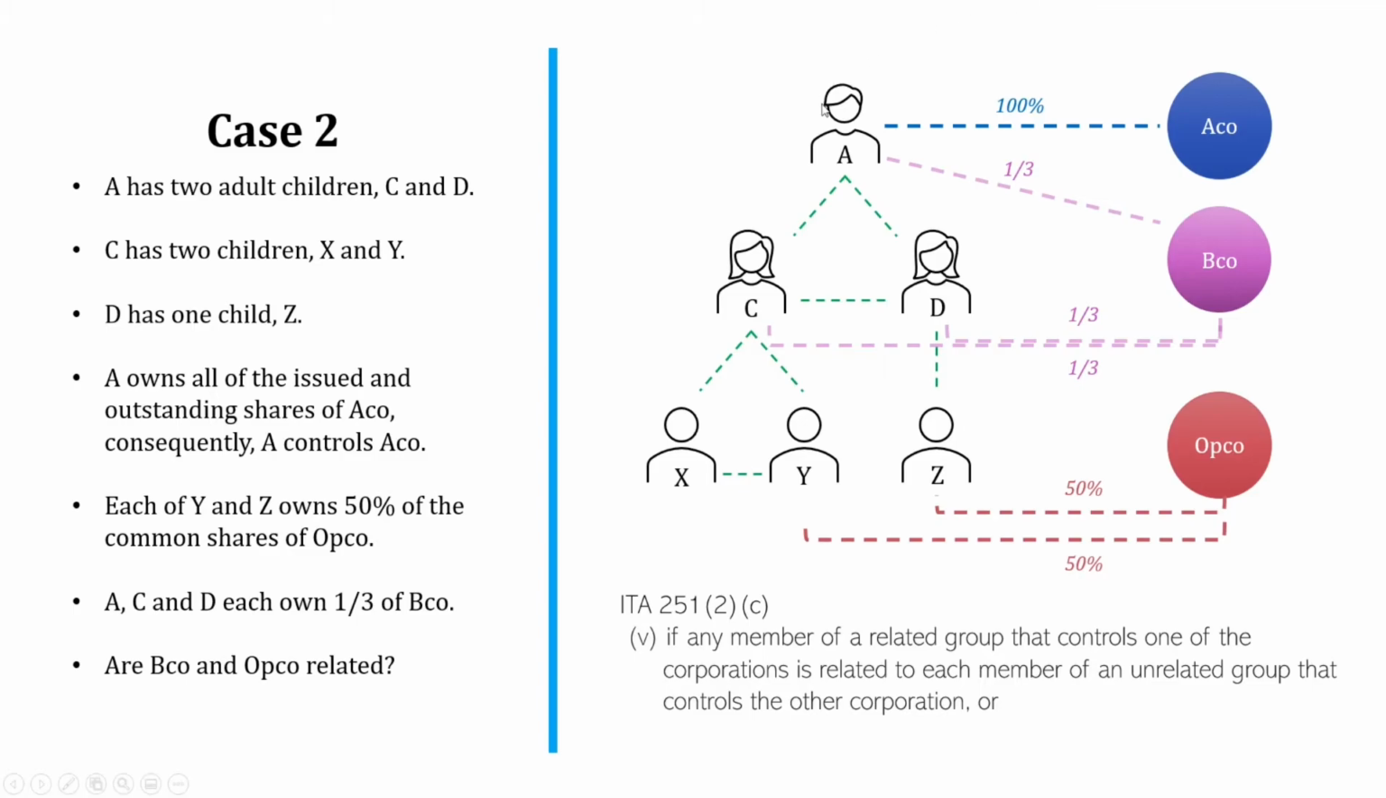Let's explain this. A, C, and D do not have control of BCO on their own, but as a group, they do. And if any one of these members, in this case A, is related to each member of an unrelated group that controls the other corporation, OPCO, the corporations are considered related. So the answer, are BCO and OPCO related, is yes, per ITA 251, subsection 2, paragraph C, subparagraph 5. Let's try a different case. Case 3.